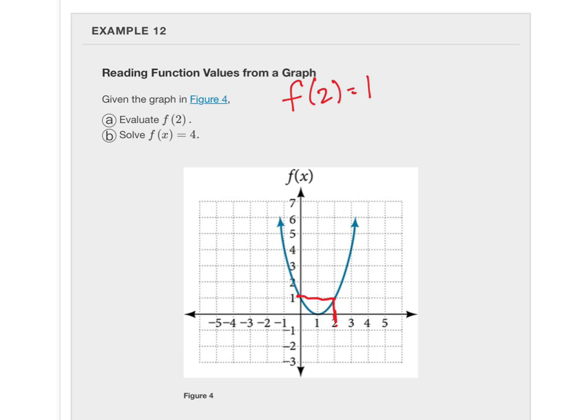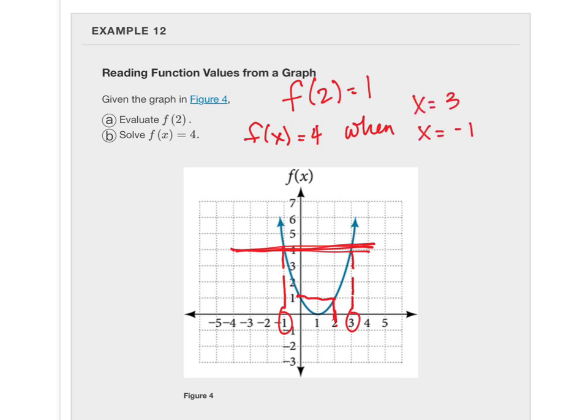Then it says solve f of x equals 4. So that means y is 4. What are the x values where y is 4? 3 and negative 1. So f of x equals 4 when x equals 3 and when x equals negative 1. Everybody okay with that? Can we read it both ways? Yeah. Okay. Y'all are doing great today.